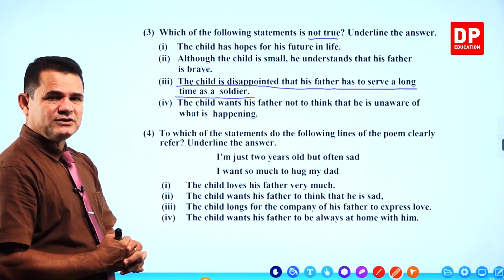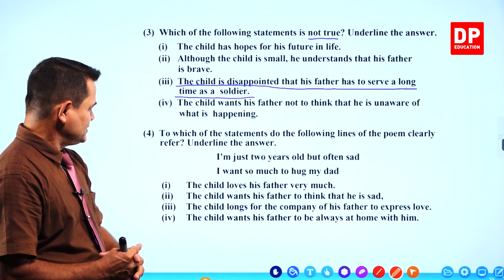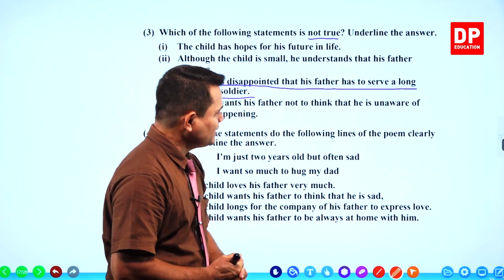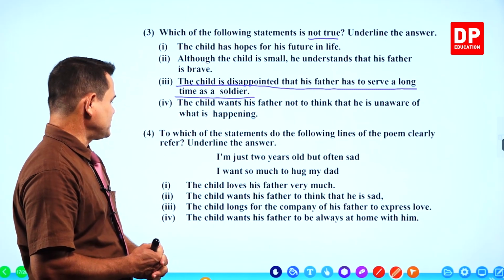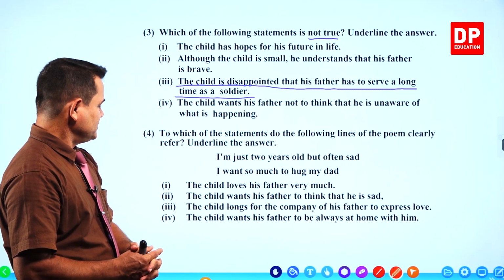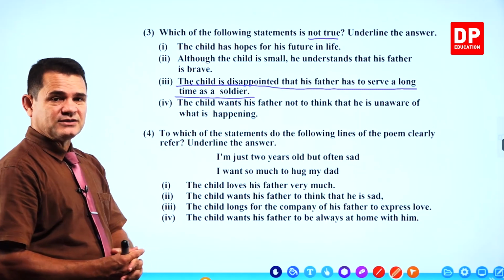Now let's see which one tells that. Because it says lines of the poem clearly refer to, right? The child loves his father very much.